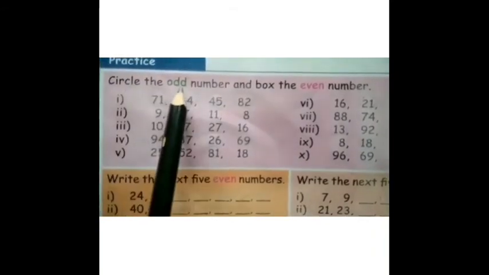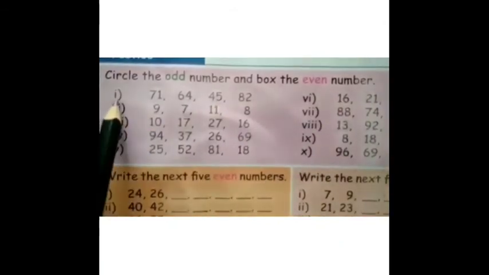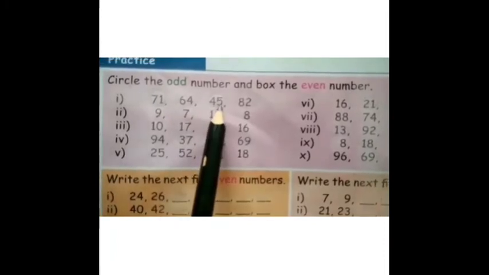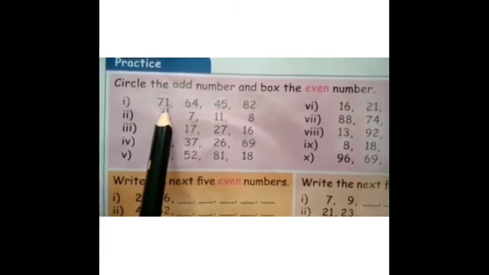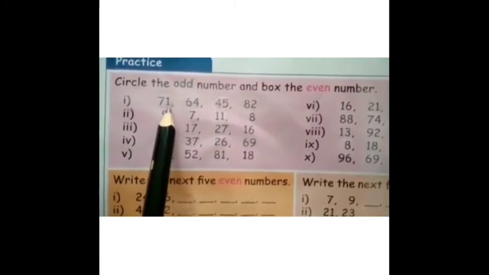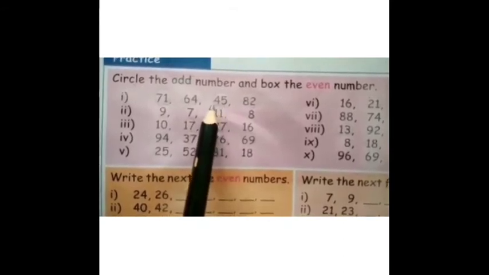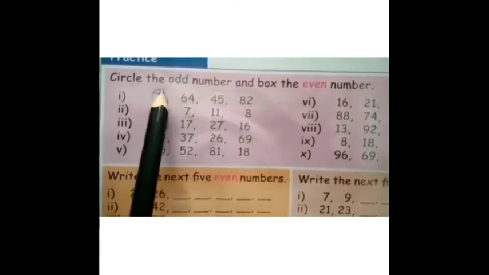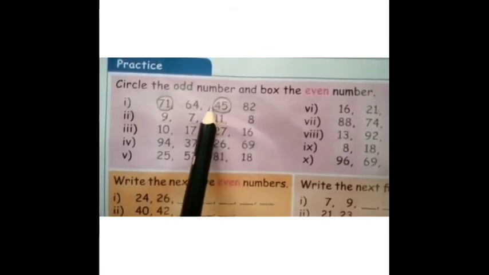Children, next let us see. Circle the odd number and box the even number. First question, 71, 64, 45, 82. 1 is an odd number, so 71 is an odd number. 5 is an odd number, so 45 is an odd number. So circle 71 and 45.